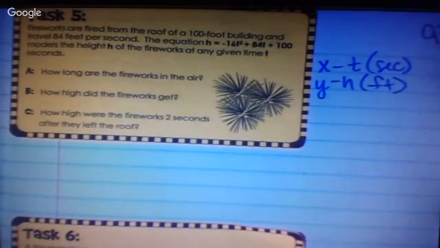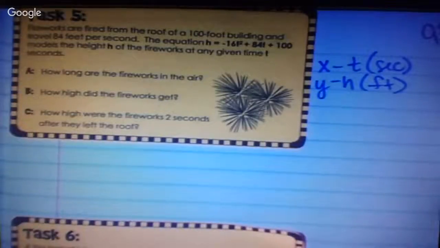So, part A wants to know how long are they in the air. Well, X tells me how long, and my Y value is 0 because I'm on the ground. Okay. How high did the firework get? Well, now I'm up here. What part of that do I want? Vertex. The Y part. I want the height. Your Y is your height.